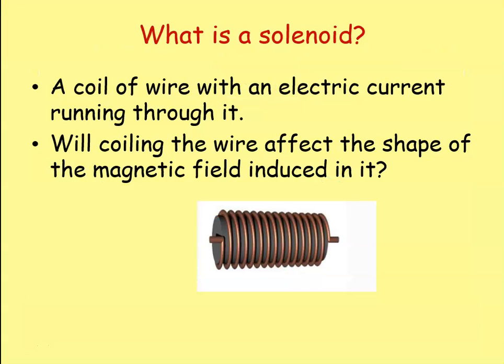Now we're going to move on to solenoids. What is a solenoid? Well, a solenoid is a coil of wire with an electric current running through it. So instead of having our straight piece of wire like we've previously had, we now coil that wire up and wire it round almost like a spring. Now, will coiling that wire affect the shape of the magnetic field induced in it?